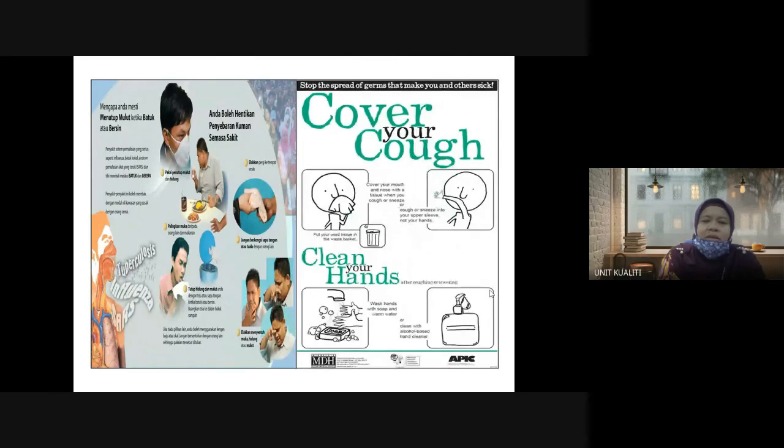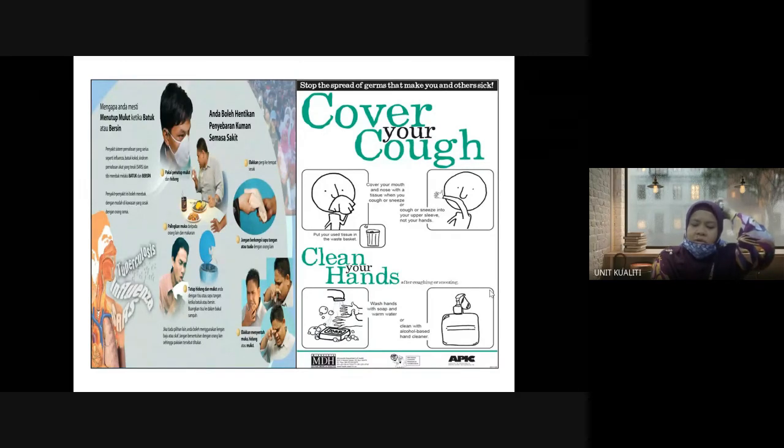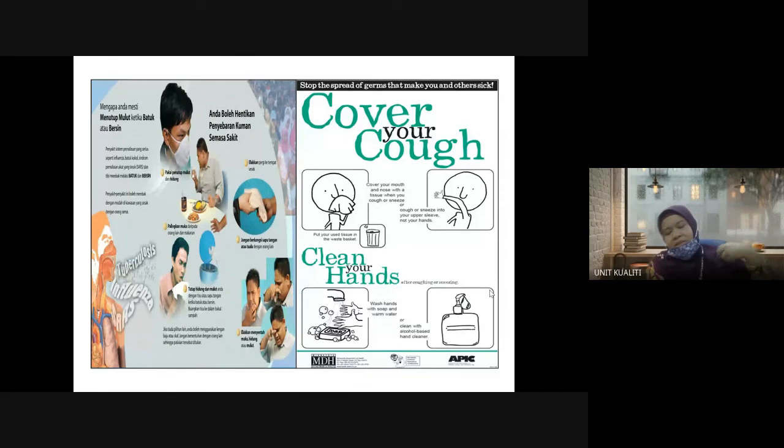Okay, cough etiquette, we must cover your cough, so that you do not spread your disease to other patients. Okay, especially now there's a lot of influenza cases, and even COVID is already in the endemic phase. We have to stay practicing infection prevention and control, so that we can protect ourselves and also our patients and also our family.